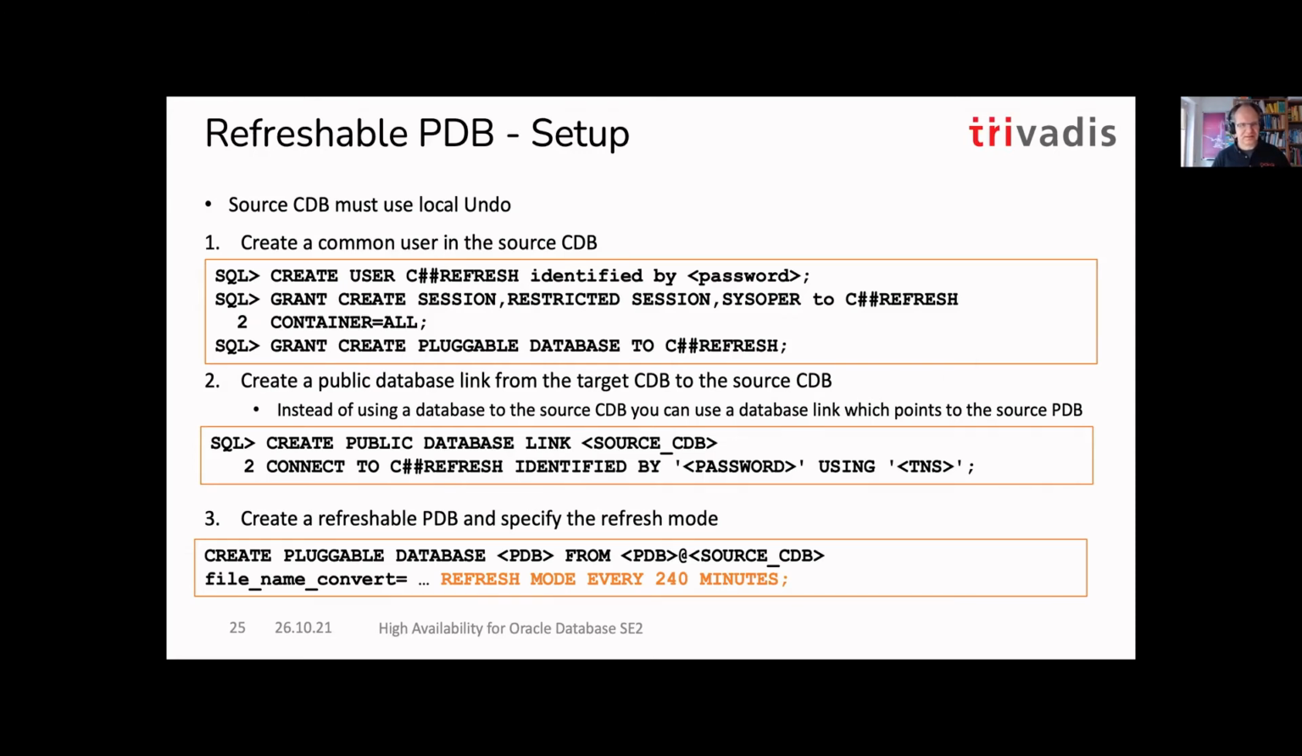And then we can create the refreshable pluggable database. So create pluggable database, the name from source PDB at source CDB. If you don't use Oracle managed files, we have to use the file name convert parameter, and we can define a refresh mode, in this case, every 4 hours. And that's it. In this case, Oracle will refresh the PDB every 4 hours.